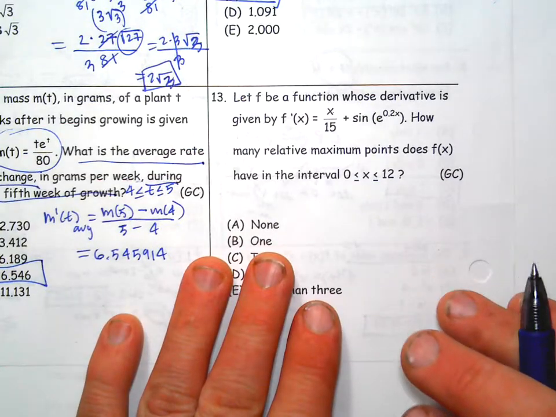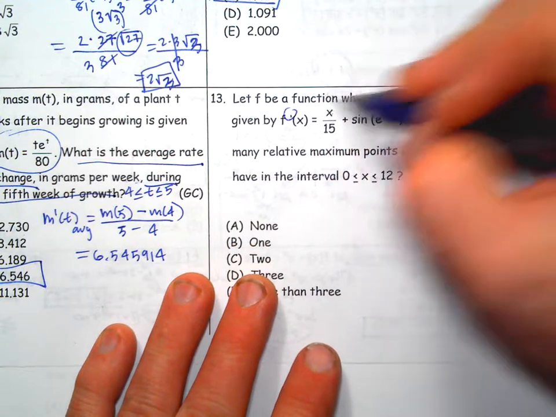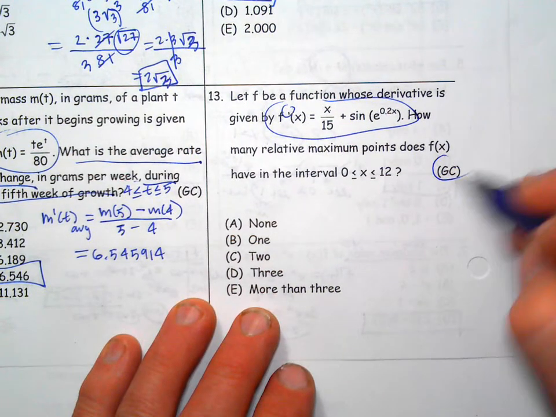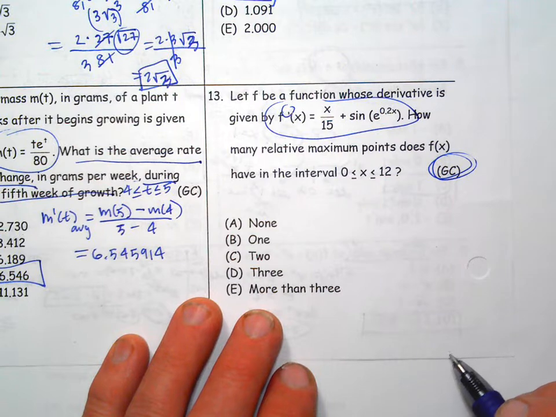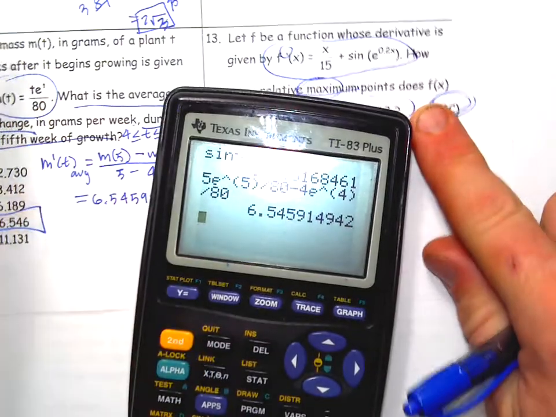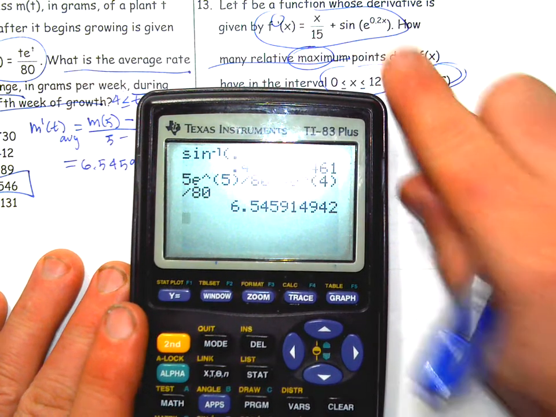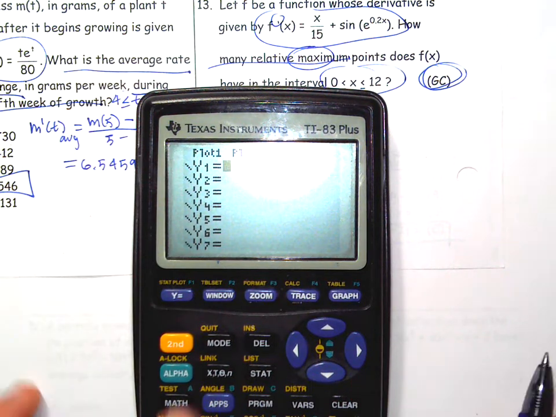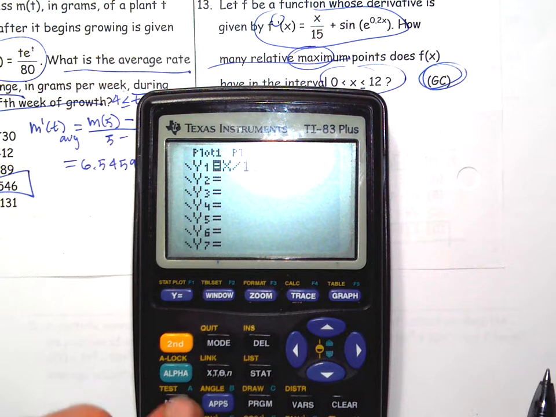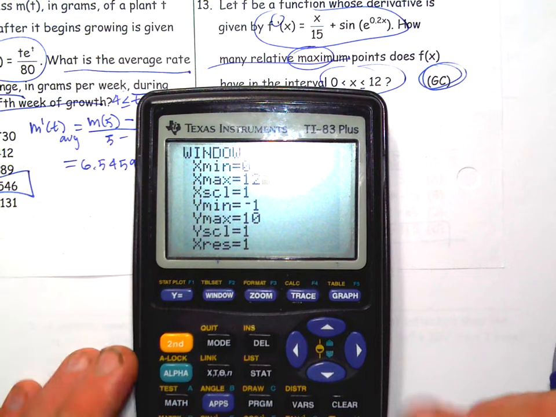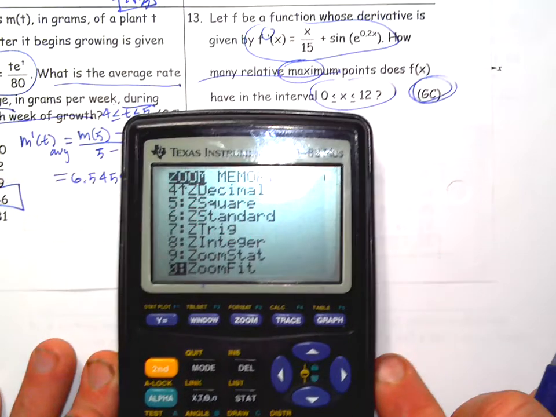Number 13. Let f be a function whose derivative is, so they're giving you a derivative, and I don't think you're going to be able to integrate that by hand. This is a graphing calculator problem. How many relative maximum points does f of x have? How many relative maxes does it have from 0 to 12? So our best bet, since we have a graphing calculator, because otherwise we set this equal to 0 and do sign checks and stuff like that, but that might take a long time. So I think we're going to graph this, x divided by 15 plus sine of e to the 0.2x, go to window, 0 to 12, and then we could do zoom fit as long as it doesn't backfire on us and give us a huge graph.